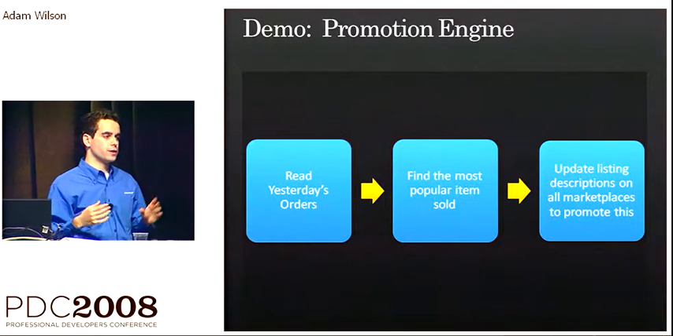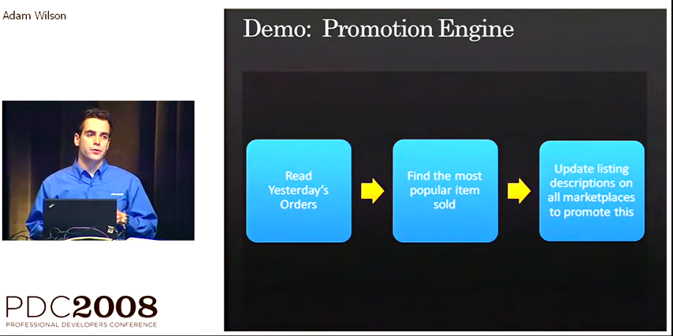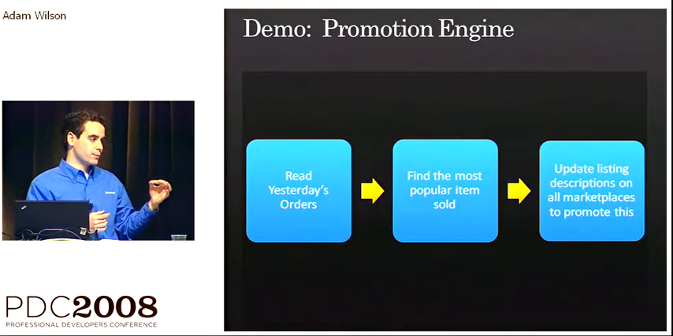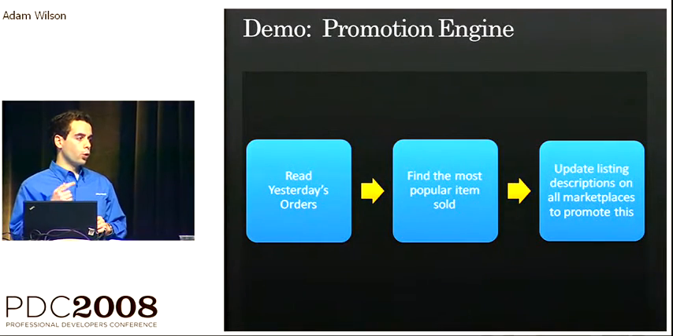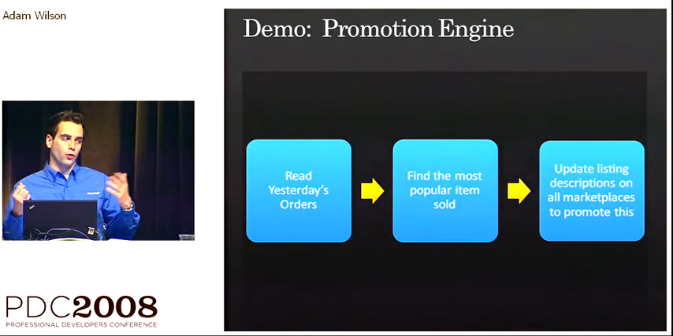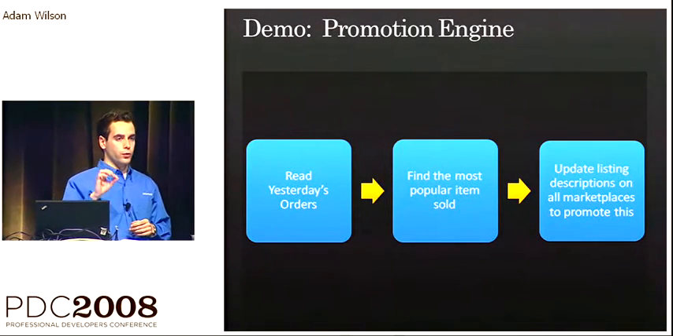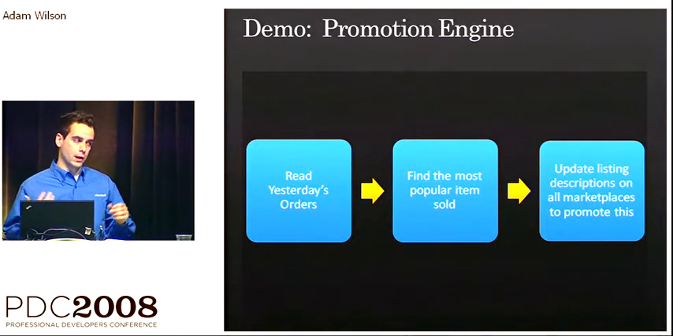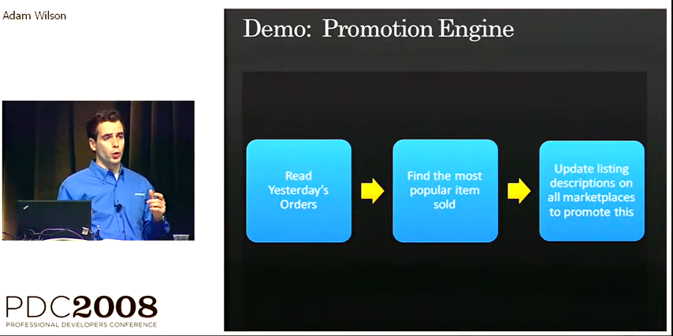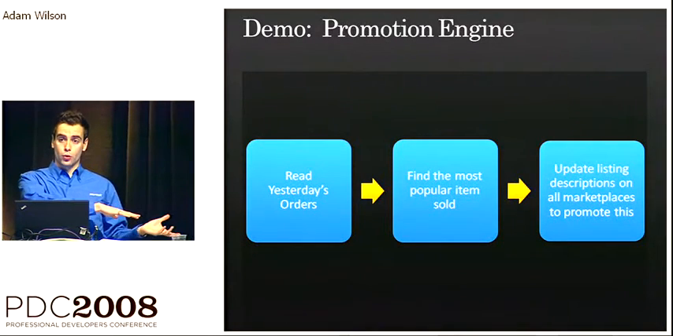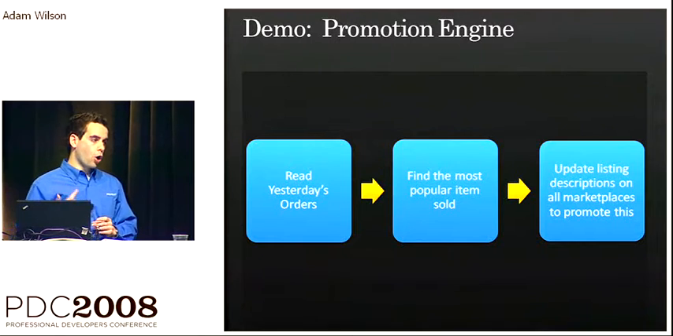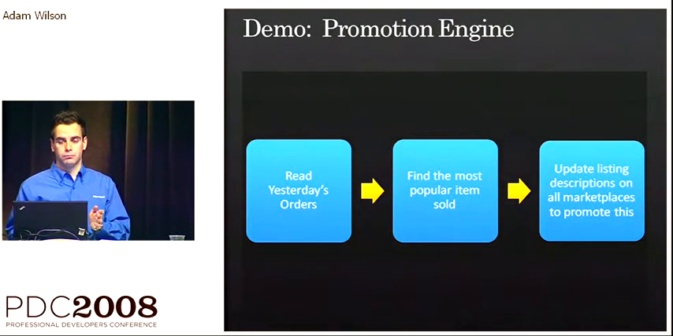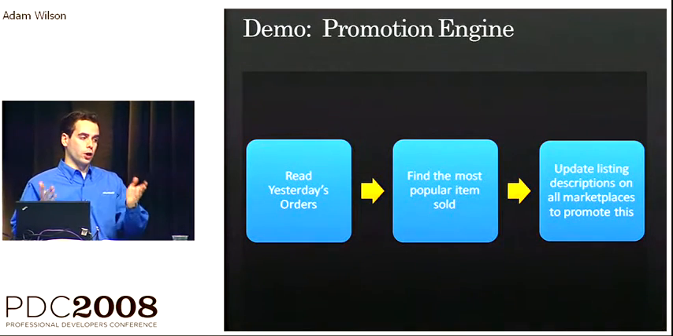So the algorithm here is pretty simple. We'll read the items that were sold in yesterday's orders. So we read the orders for yesterday, find the items that are contained in there. We're going to find the most popular item in all those orders. And then with one operation, we're going to update the descriptions on all the listings on all marketplaces for that item. So this will show both how we can access data about sales orders from your ERP system, but also how we can use our abstraction from marketplace providers to update a listing, in this case the description, on all marketplaces.